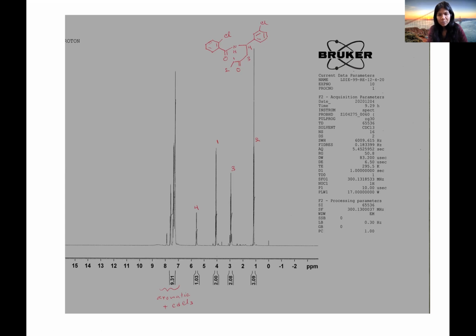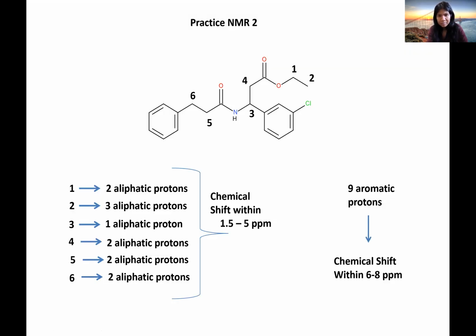So let's go to the next structure. This is structure number 2. As I've already mentioned, the technique is that we check for the aliphatic protons and aromatic protons. In this structure, we have 6 types of aliphatic protons. 1 corresponds to 2 aliphatic protons, 2 corresponds to 3 aliphatic protons, and 3 corresponds to 1 aliphatic proton, 4 corresponds to 2 aliphatic protons, 5 corresponds to 2 aliphatic protons, 6 corresponds to 2 aliphatic protons.